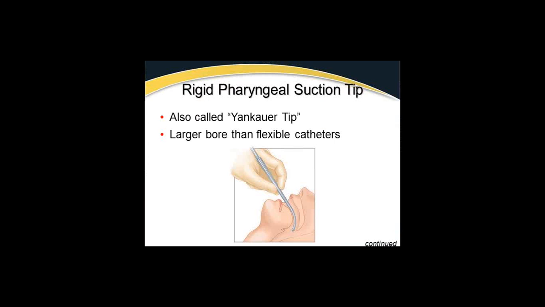The rigid tip, or pharyngeal suction tip, is often called the Yankauer tip. It is a larger bore. This is very similar to when you go to the dentist and they use a tip to suction your spit. Theirs is a little bit flexible, whereas this one is pretty much rigid all the time. It has a big hole on the end of it, probably a couple of big holes, and it will suck up fluids and some small particles much quicker.